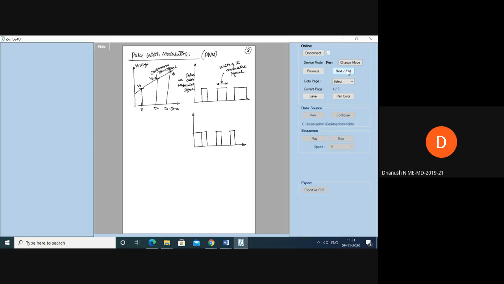Yes, sir. What is the amplitude here? Constant, sir. What is the width? Constant, sir. Amplitude is also constant, width also constant. Okay. For this, what should be the analog signal?